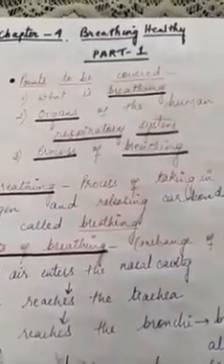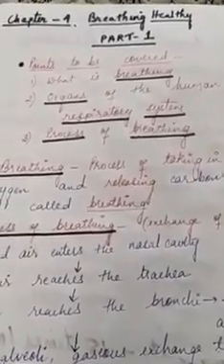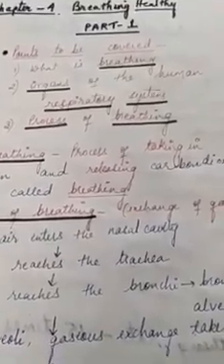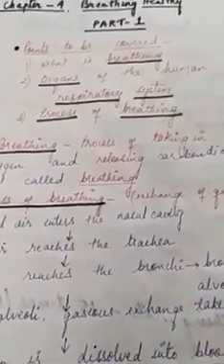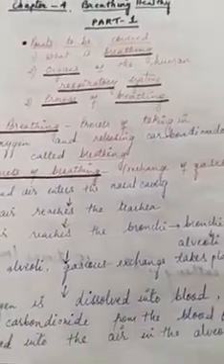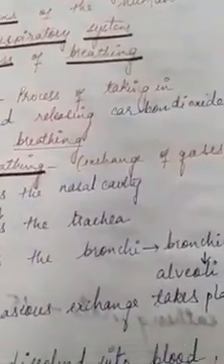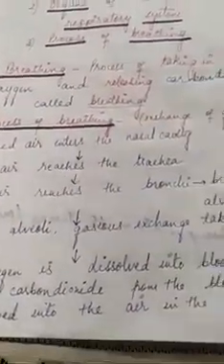Children, the fourth chapter of EVS is Breathing Healthy. The topics to be covered in this chapter are: what is breathing, the organs of the human respiratory system, and the process of breathing. I will be covering this chapter in two parts. Children, now let's see what is breathing. The process of taking in oxygen and releasing carbon dioxide is called breathing.